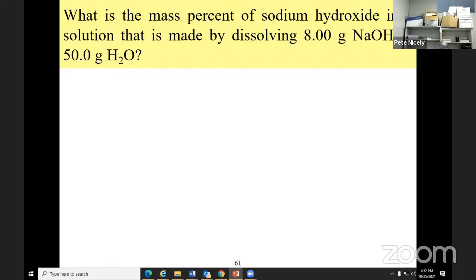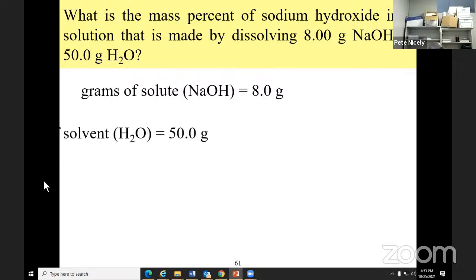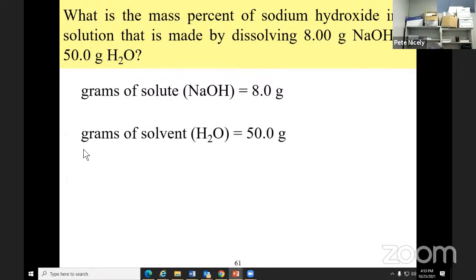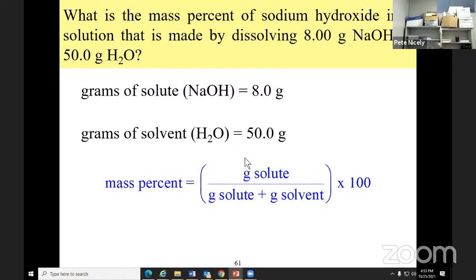So, for example, let's look at this question here. This question says, what is the mass percent of sodium hydroxide in a solution that is made by dissolving 8.00 grams of sodium hydroxide in 50 grams of water? All right, so basically, what we have to do is find the mass of the solute, which is actually given, the 8.00 grams, and we need to determine the mass of the solution. Now, we're given the mass of the water, we're given the mass of the solute, which is sodium hydroxide. So the mass of the solution would be the sum of these two, right?